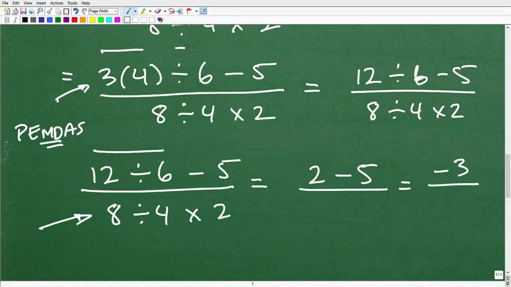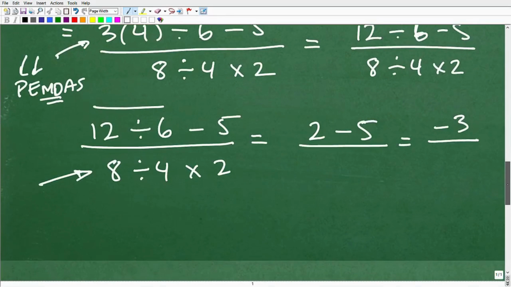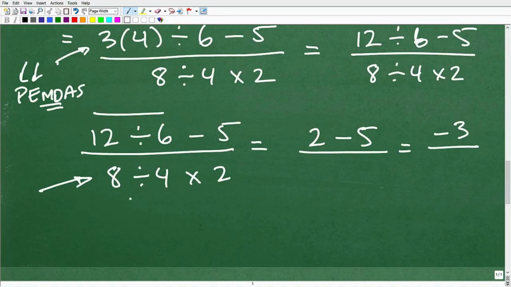So let's focus in on the denominator. Do I have any parentheses? Nope, I do not have any parentheses. Do I have any exponents? Nope, no exponents. Do I have multiplication, division? Yes, that's what I have, division and multiplication. So this time I have division before multiplication. See, a lot of students would make this error. Let's just do this wrong here for a second. What if we did the multiplication first? We would get 8 divided by 8, which is going to be 1, right? So if I did multiplication and then division, the denominator value would be 1.